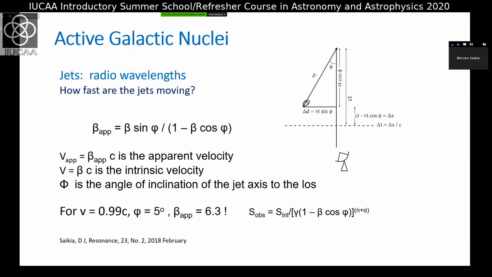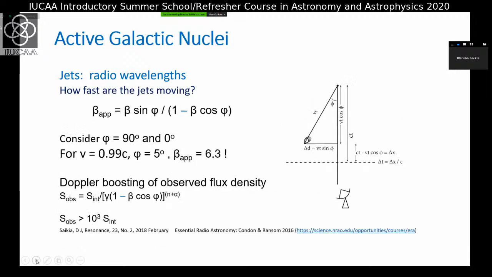And phi is the angle of line of sight. Now, you can see that for a velocity, I've just put a number over here, that if it is traveling at 0.99 c at about 5 degrees to the line of sight, you'll get apparent velocities beta of the order of 6.3, which is 6.3 times the velocity of light. Now, let's look at this. You can only see superluminal motion when the object is coming towards you. You can only see it when it is moving at a very high velocity.